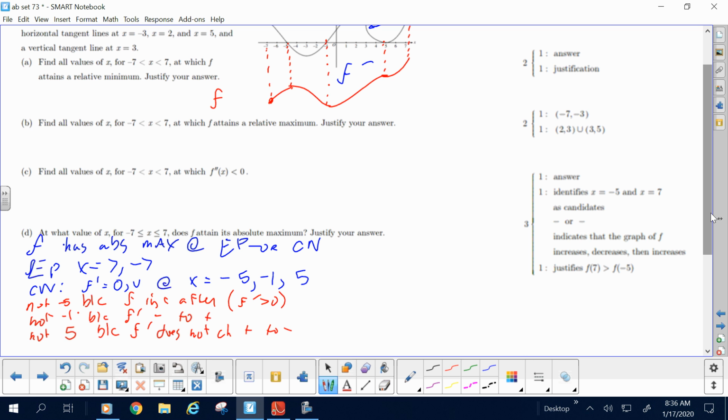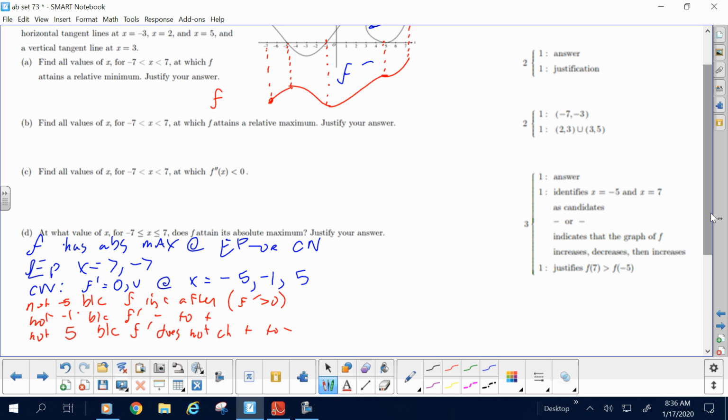And what about the far right endpoint 7? Is that a possible absolute max? Yeah, that's a darn good one. The derivative is positive before that point. All right, so our only candidates now are negative 5 and positive 7.